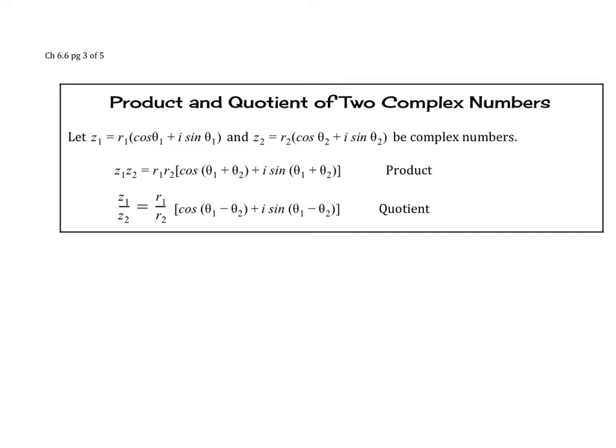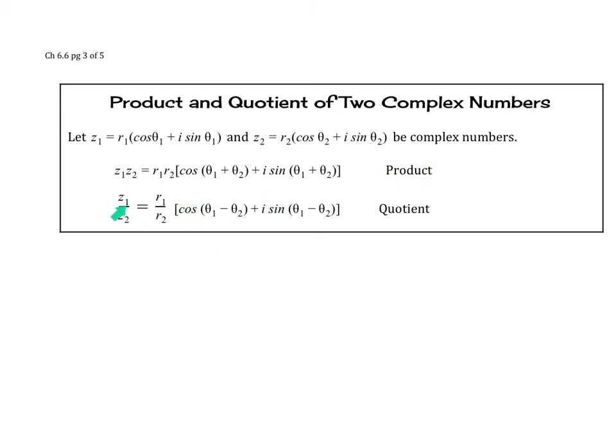Now let's take a look at the product and quotient of two complex numbers. So z1 is r1 (cosine theta 1 plus i sine theta 1), and z2 is r2 (cosine theta 2 plus i sine theta 2), and those are complex numbers. When you find the product, you just multiply the radii, r1 and r2, together, and then you add the thetas in the cosine and in the i sine, and that will get your product.